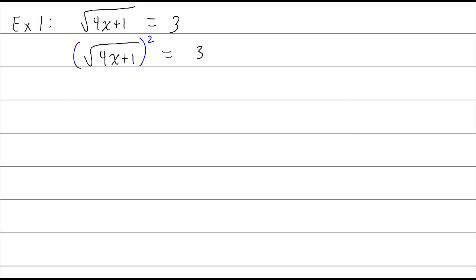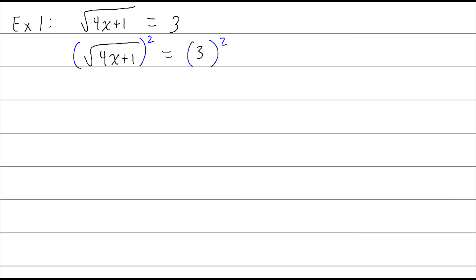This is a pretty straightforward example. I want to solve the square root of 4x plus 1 is equal to 3. If you think about square roots, I need the opposite of a square root, which is to square something. So I'm going to raise the left side and the right side to the second power. As long as I do that to both sides, I'm preserving the original equality.